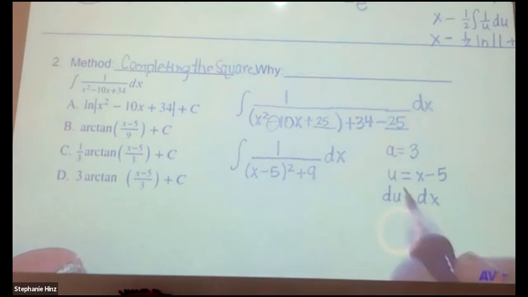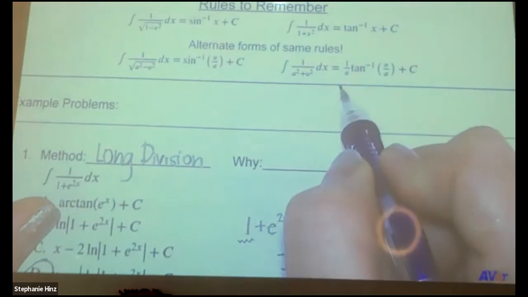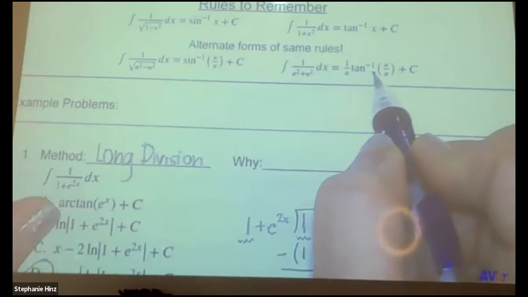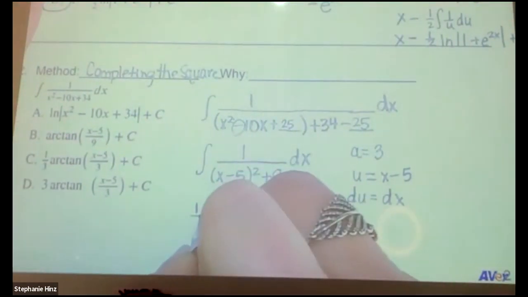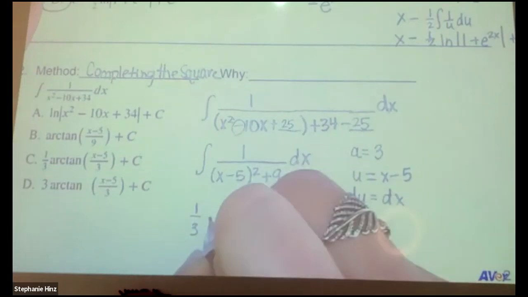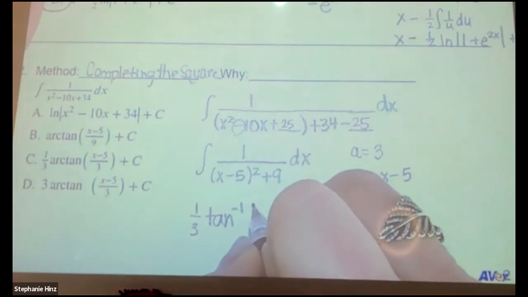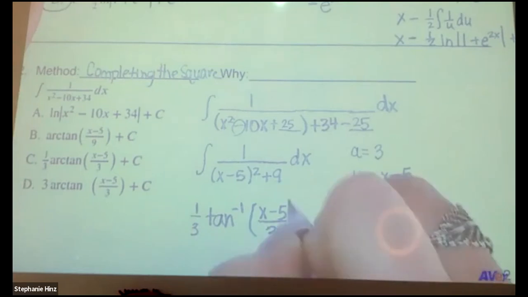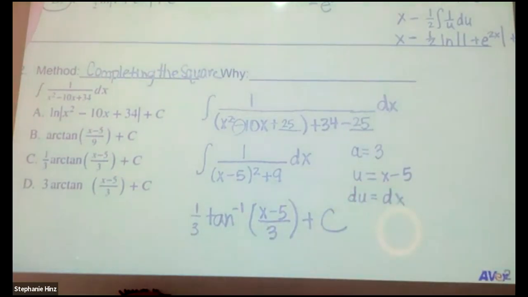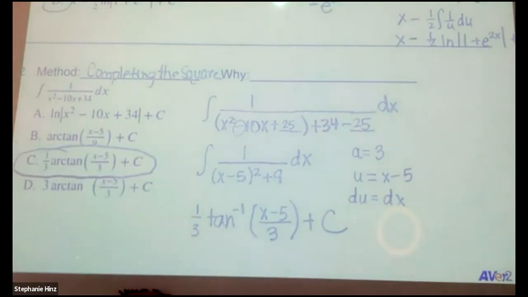So now, if you know your arctangent rule, which was right up here, my antiderivative of arctangent is 1 over a times arctangent of u divided by a plus c. So here we go. This is 1 over, my a value is 3, times arctan of u divided by a. So my u is x minus 5, my a is 3. Then I have plus c. So I'm looking at choice letter C.